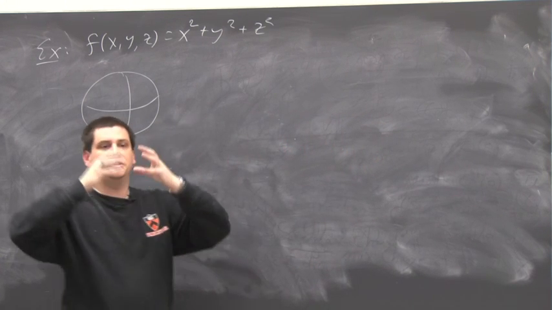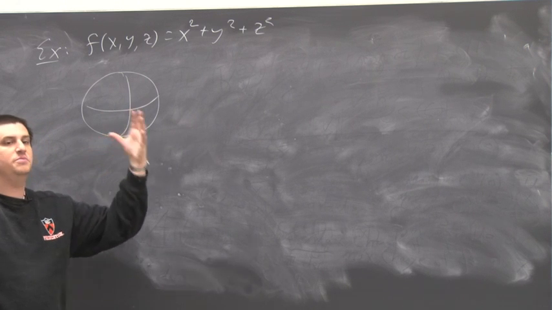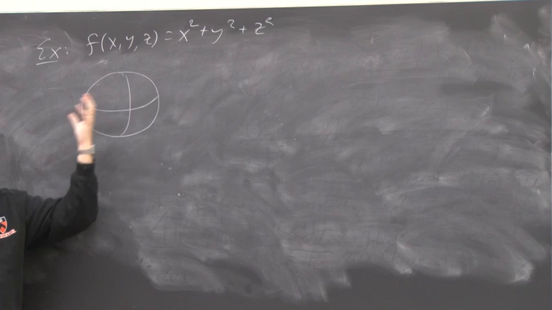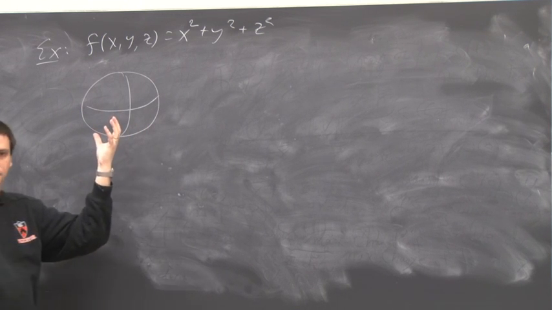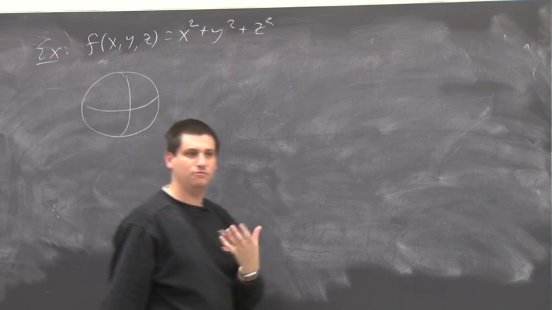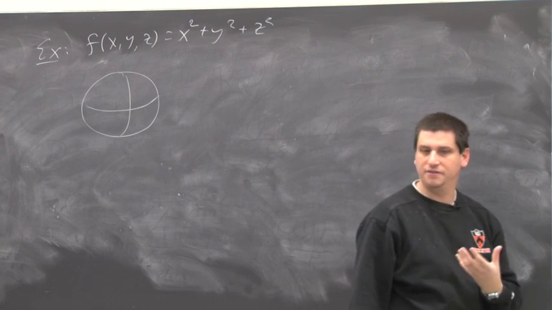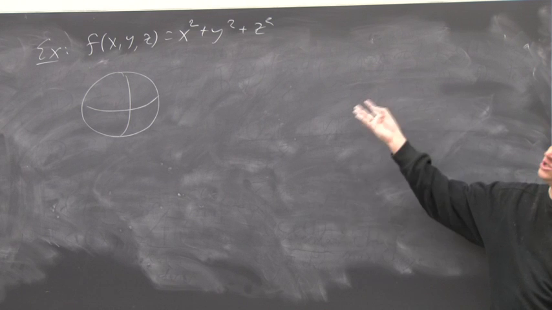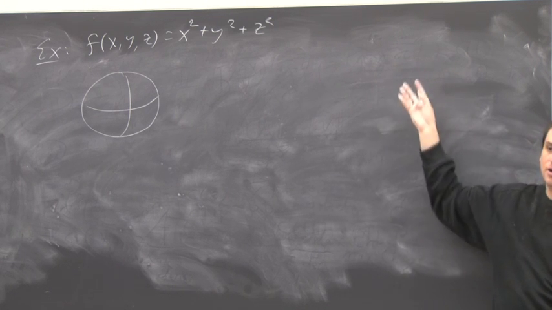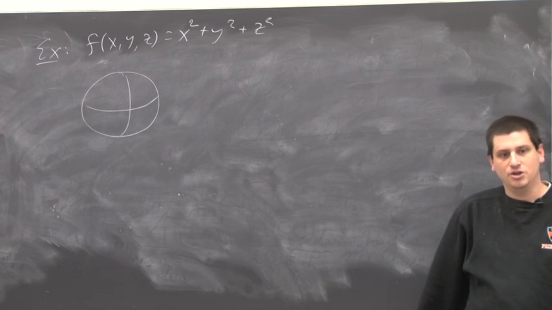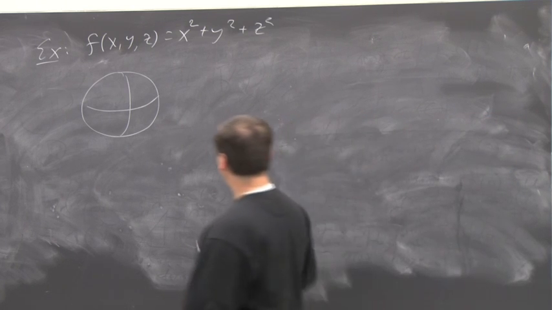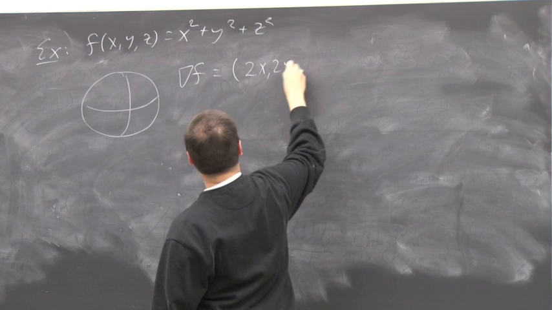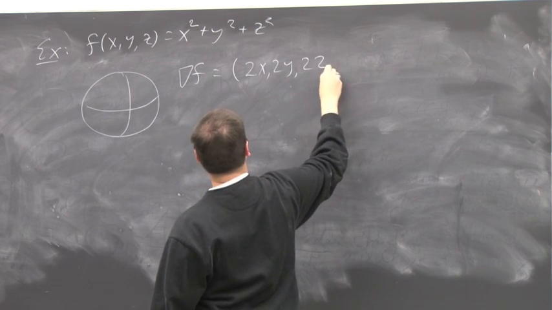And now as k increases into the positive numbers, I start getting a bigger and bigger sphere. What's the radius of the sphere when the level set takes on the value k? So what will be the radius of the sphere of the level set of value k? Square root of k. Perfect. I have x squared plus y squared plus z squared is k, so the radius is square root of k. So I understand what the level sets are like. Let's calculate the gradient. The gradient of f is 2x, 2y, 2z.